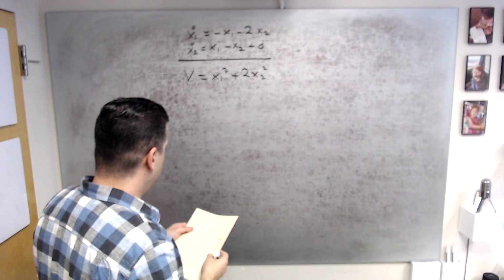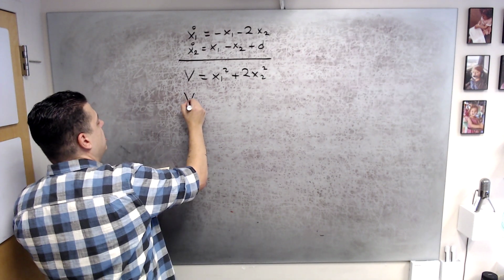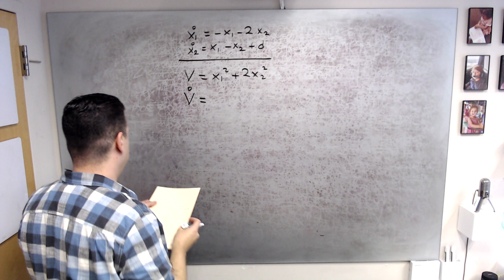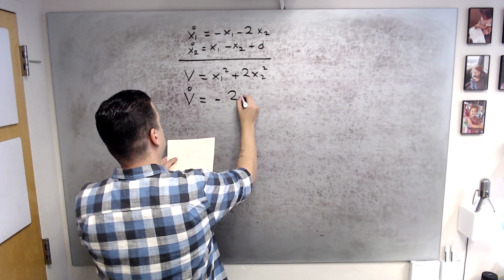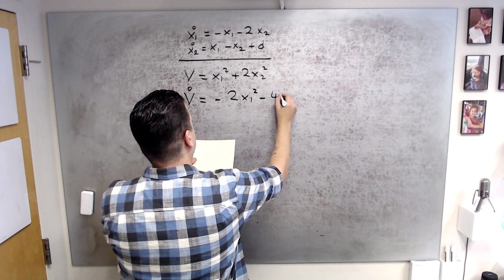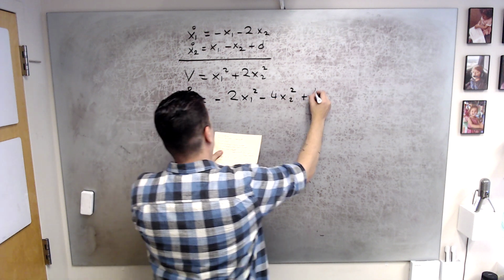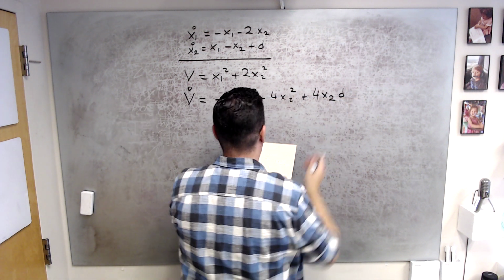Now, if you put things inside, if you differentiate it, if you take its time derivative, after several steps, you are going to get this: v dot equals minus x1 to the power of 2 minus 4 x2 to the power of 2 plus 4 x2 multiplied by d.